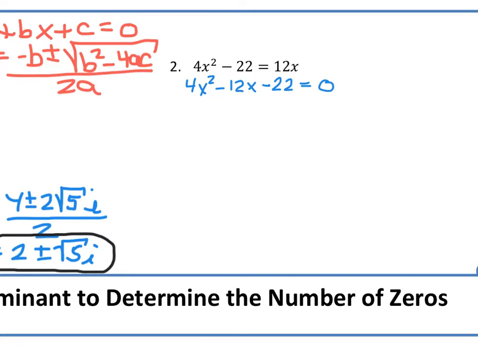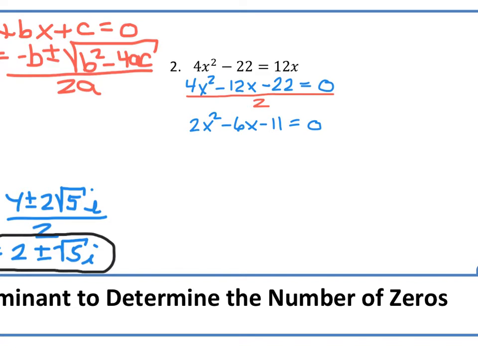Now, every single coefficient here and the constant are all even numbers, so you can always simplify your math by dividing that out. We could take that 2 out, essentially by dividing everything by 2, and what we would have left is 2x squared minus 6x minus 11 equals 0.